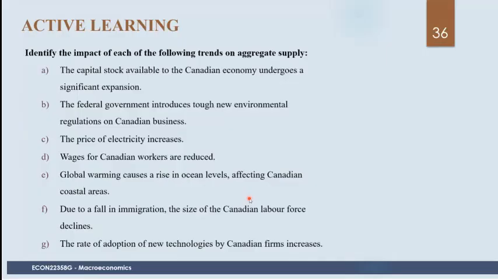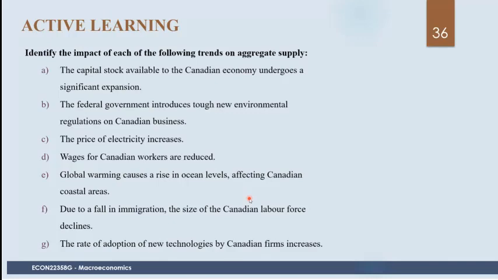So let's see. I think there might be one more question. Okay, so we'll just go through this one together. It says to identify the impact of each of the following trends on aggregate supply. So the capital stock, so our tools and things like that. If we're thinking of our deserted island, that means we have an increase in our fishing rods, something like that. So we have more capital to get food. We can get it quicker and faster than if we caught fish with our hands.